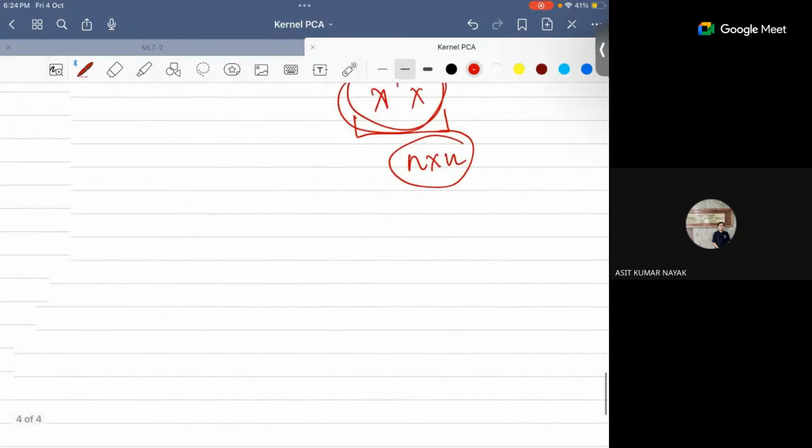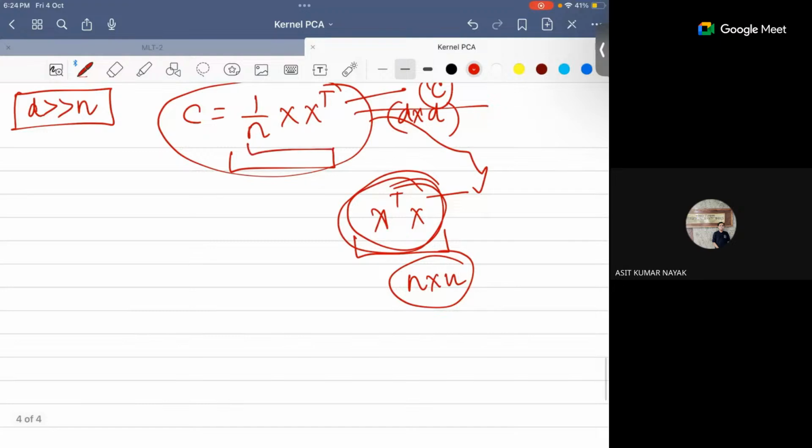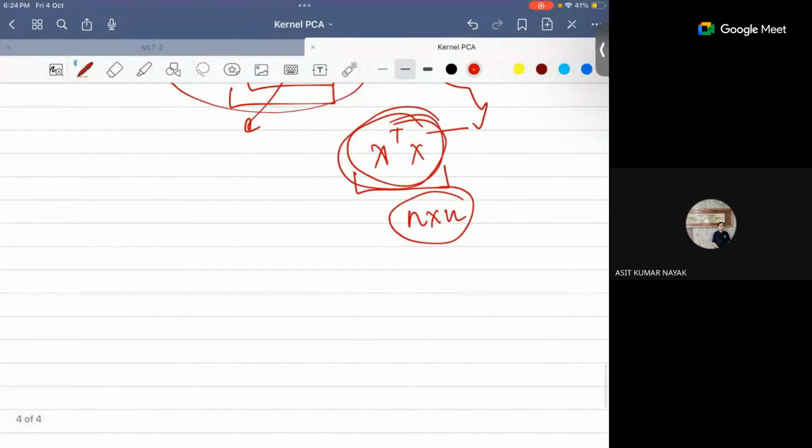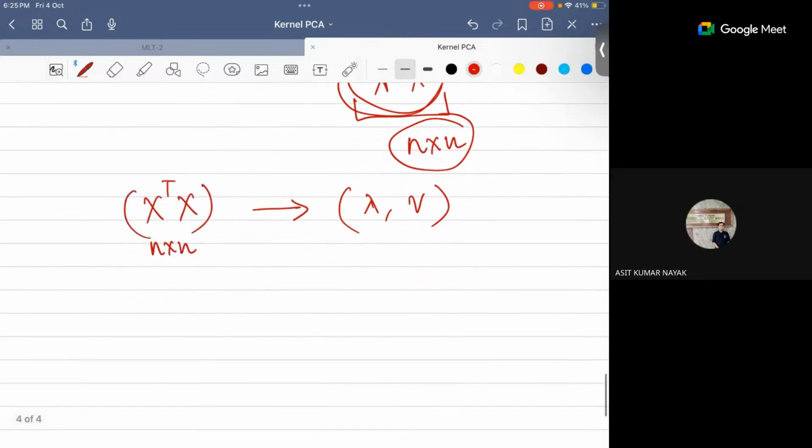We know that in the end we have to calculate the eigenvectors or eigenvalues corresponding to X transpose. We are working on X transpose X because n cross n is much smaller than d cross d. Let's say lambda and v are the eigenvalue and eigenvector pair for this n cross n matrix X transpose X.